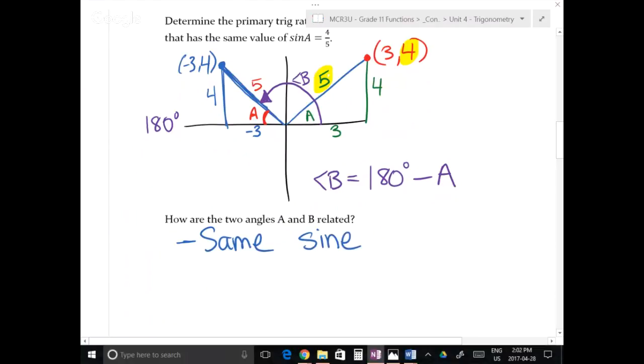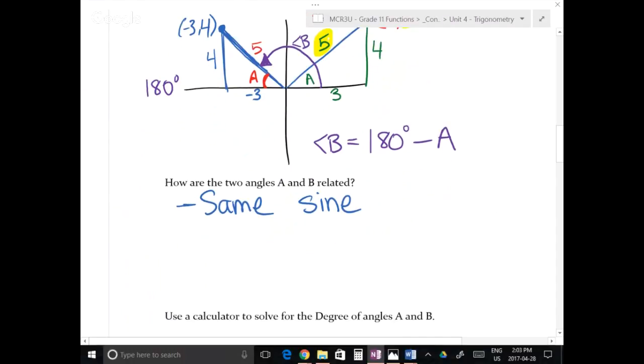Do they have the same cosine? No, because negative 3 over 5 isn't the same thing as 3 over 5. Do they have the same tangent? No, because 4 over 3 isn't the same thing as 4 over negative 3. So they don't share the same cosine, they don't share the same tangent, but they do share the same sine. Two angles can have the same sine. Whoa. Okay, what else do they have in common?